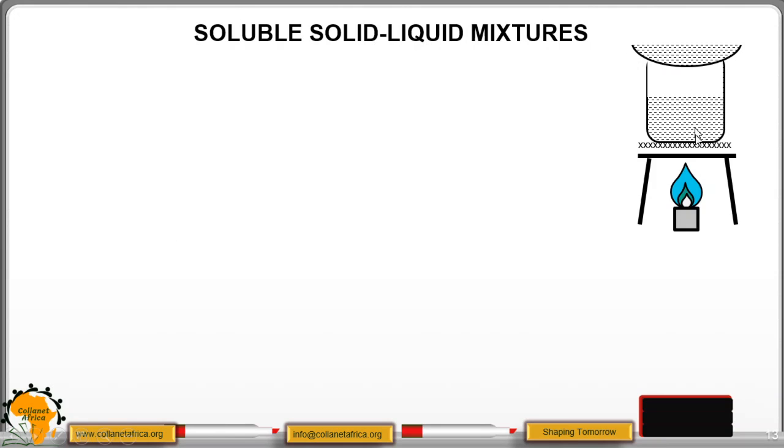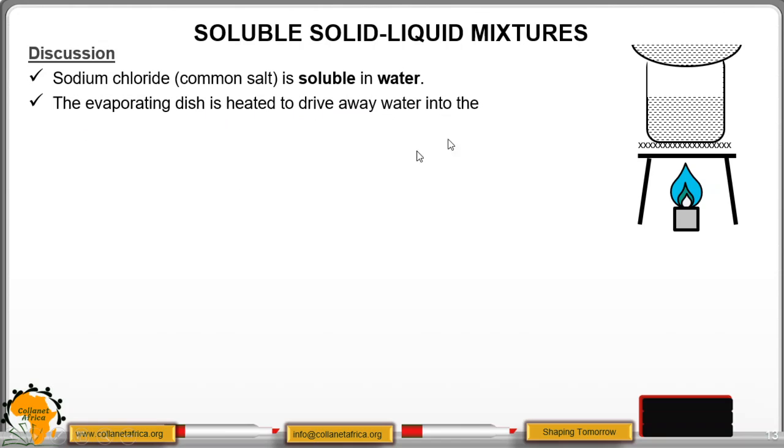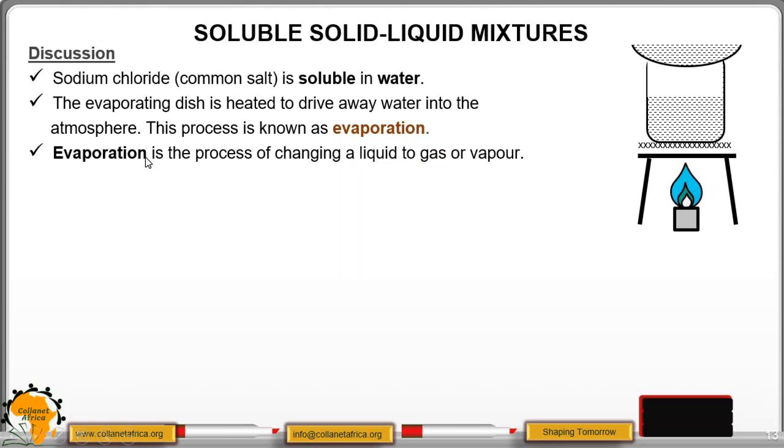So this is the setup where you have your solution here and then you heat. Discussion: sodium chloride, or what we call common salt, is soluble in water. The evaporating dish is heated to drive away water into the atmosphere. This process is known as evaporation. Evaporation is a process of changing liquid to gas or vapor form.